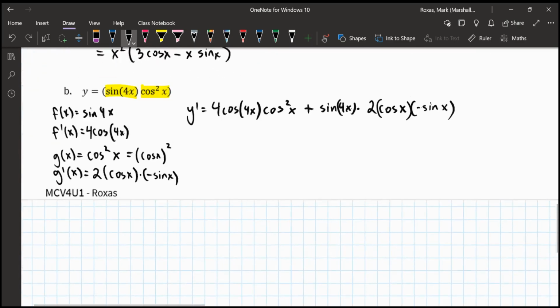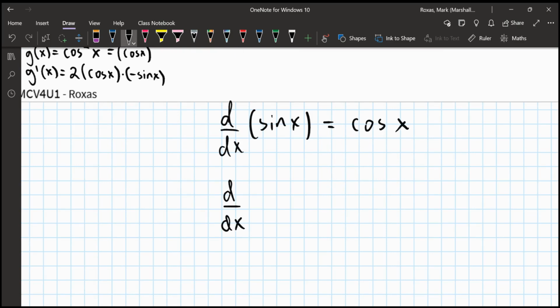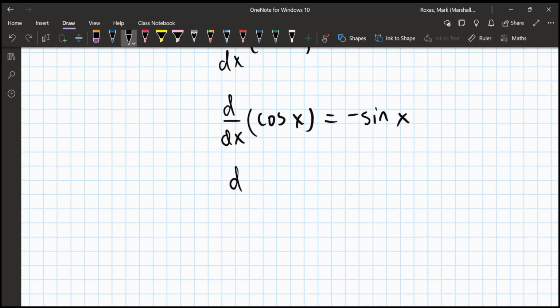So that's it for this section. Okay. So again, I just want to reiterate, you have to memorize those key derivatives. Derivative of sine of x is equal to cosine of x. The derivative with respect to x of cosine of x is equal to negative sine x. Okay, and you should be also familiar with the tangent function. So d by dx of tangent of x equals secant squared x.